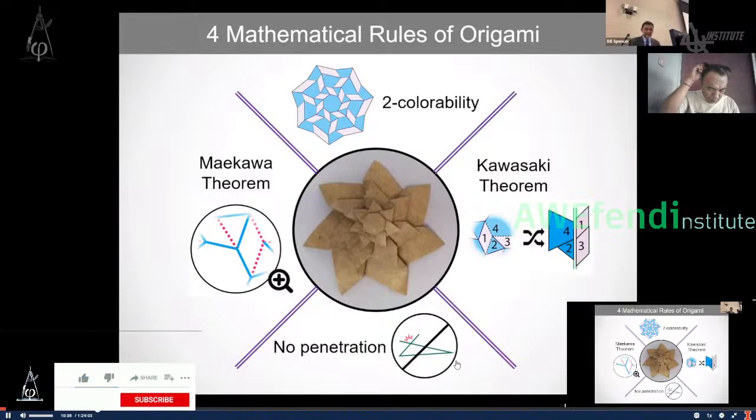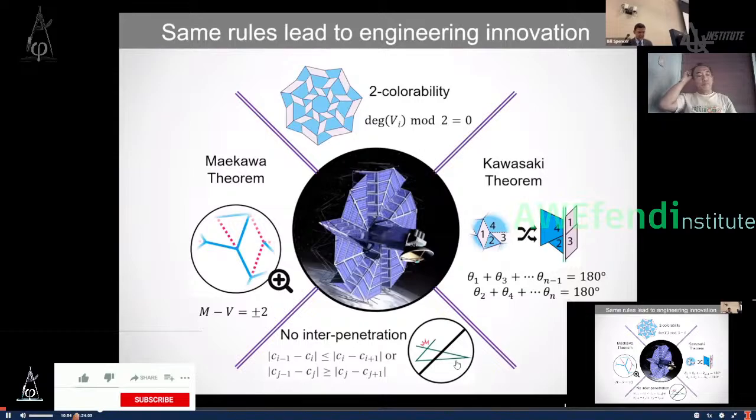To achieve flat foldability, it has to satisfy 2-colorability, and I am going to elaborate more on this. It has to satisfy the Maekawa theorem. I am going to elaborate on the Kawasaki theorem, and the folds should not interpenetrate for physical reasons. And it is the same mathematical rules that lead to engineering innovation.